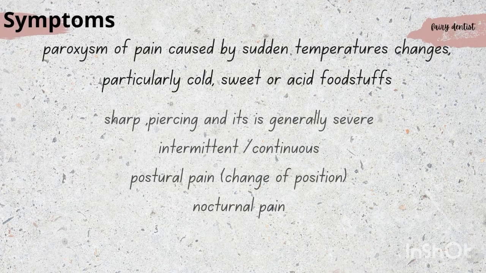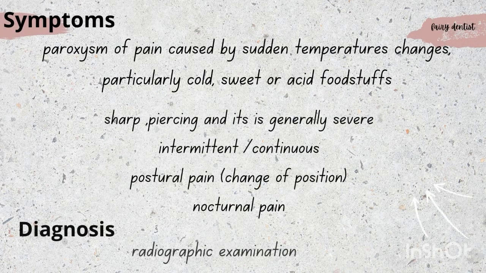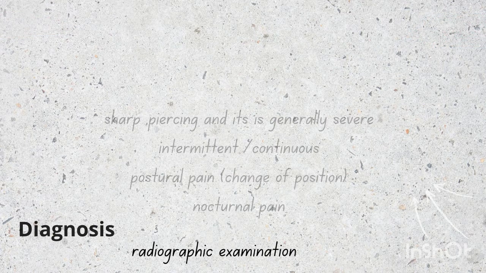In the early stage of irreversible pulpitis, a paroxysm of pain may be caused by sudden temperature changes, particularly cold, sweet or acid foodstuffs. The patient may also complain of postural pain, that is, pain on change of position, if bending or lying down. This is due to the increase in intrapulpal pressure when the patient changes position. Patients are often kept awake at night by the pain, that is nocturnal pain.